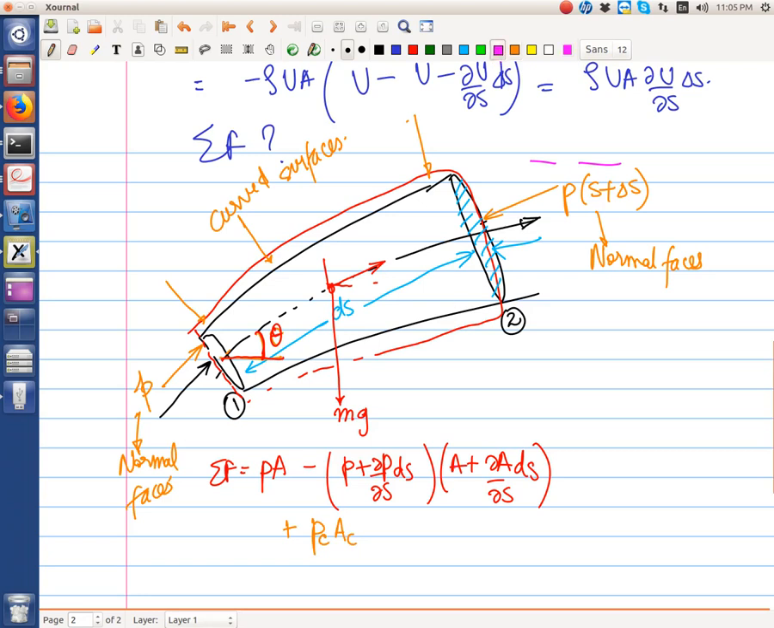So the effect of gravity is equal to the volume. What is the volume? It's equal to ds multiplied by A plus the average area, so A plus del A del S ds by 2, multiplied by rho multiplied by g, now the component. If the angle is theta, this will be 90 minus theta, so minus volume times sine theta.